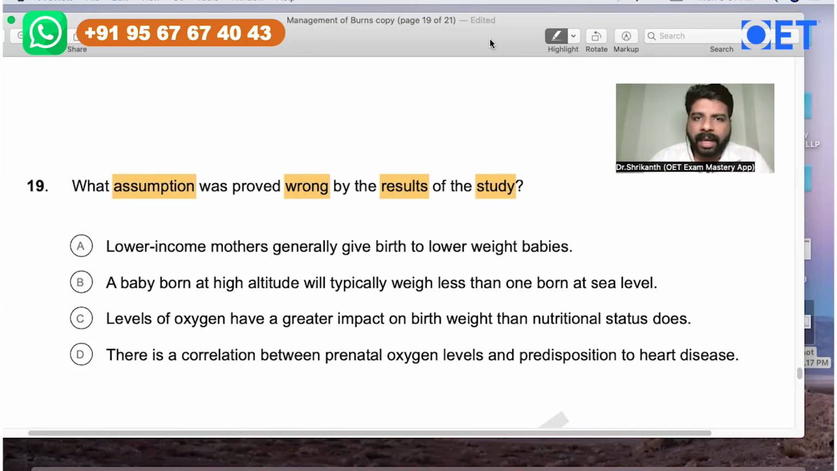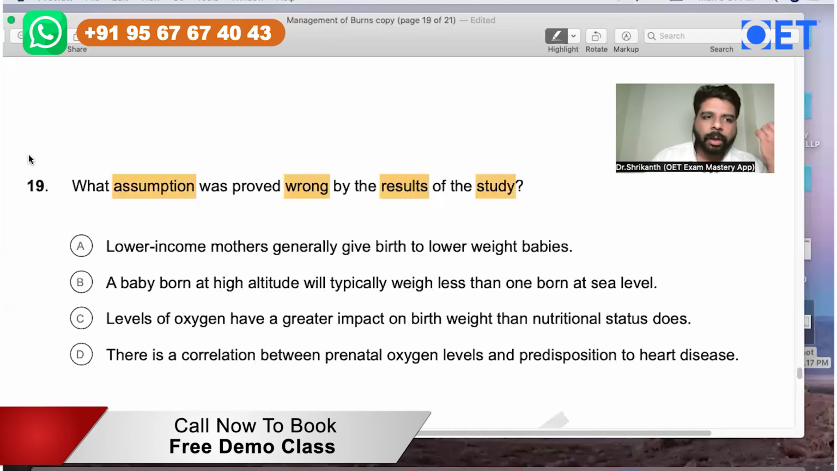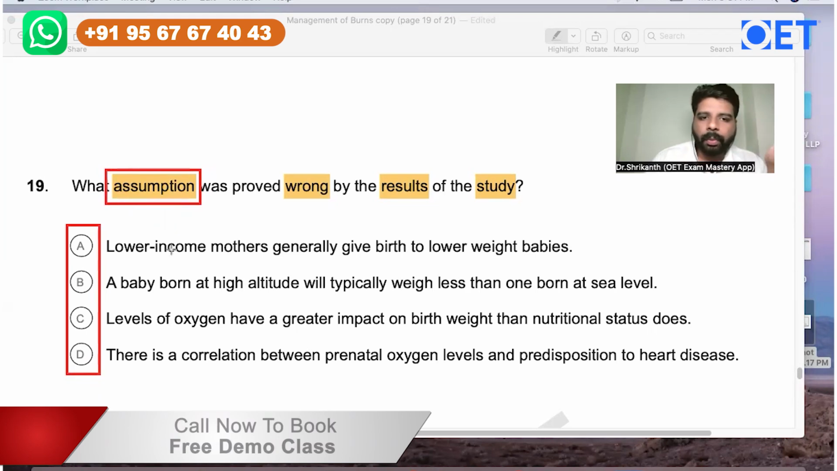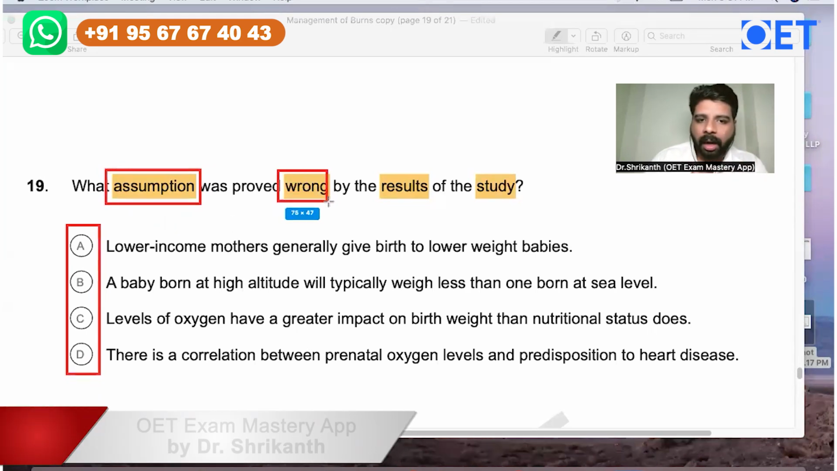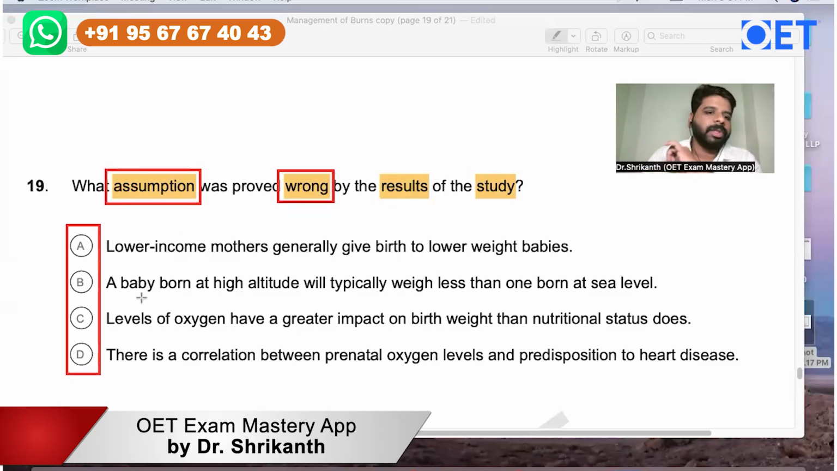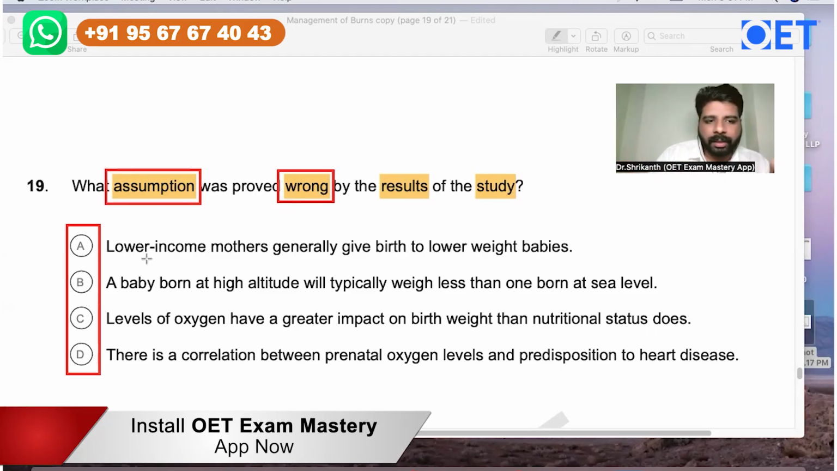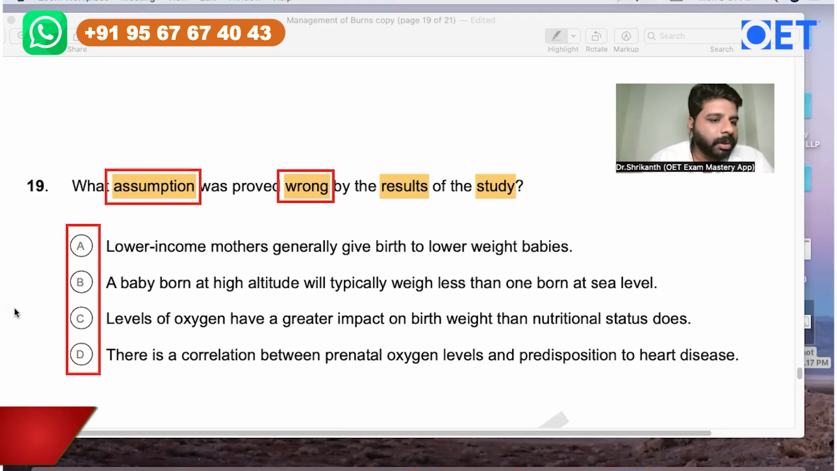So what is answer option A, B, C, and D? Answer option A, answer option B, C, and D are all assumptions. Okay, so maybe answer option A was the assumption that was proved wrong after this study was published. Maybe it was B. B was the assumption that was proved wrong after the results came out. Or maybe it was C or D. So all answer options here are all assumptions. And what is your duty here? Among these four assumptions, which was proved to be wrong or incorrect by the results of this particular study?